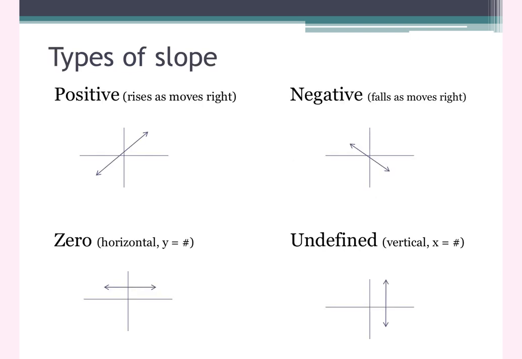There are 4 types of slope. Positive slope means it rises as you move from left to right. Negative slope falls as you move from left to right. Zero slope, or slope equal to 0, means it's flat or horizontal. And this happens when you have a y equals a number equation. So if this was like 2 tick marks, this would be y equals 2, and there's no x in that equation.